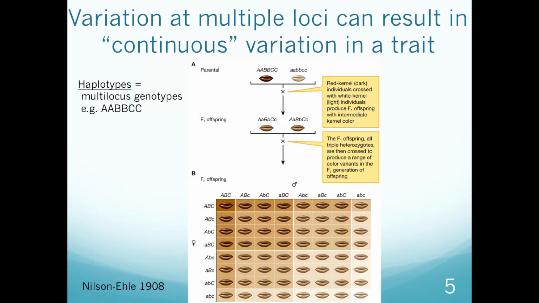Also recall that we do know that when we have variation at multiple loci, this can result in a trait that seems to be continuous because each phenotype is a slight gradation from another phenotype.